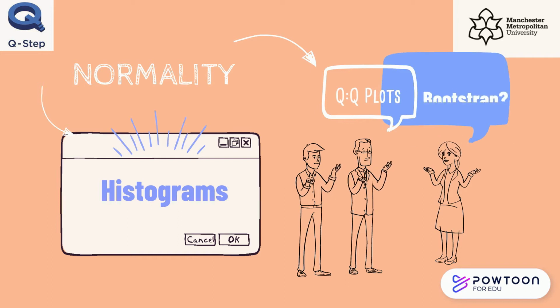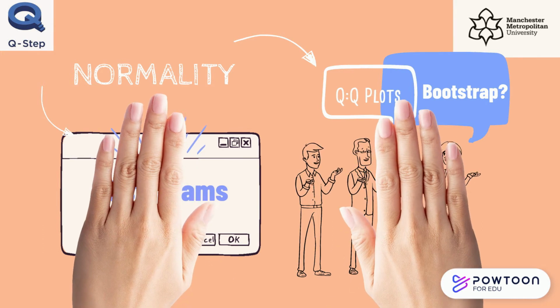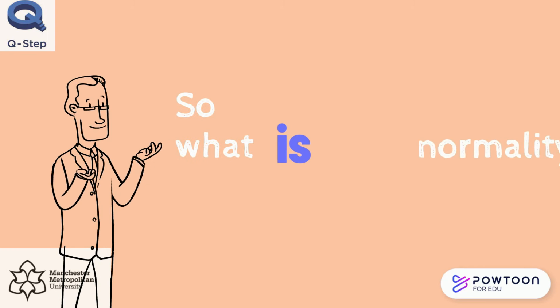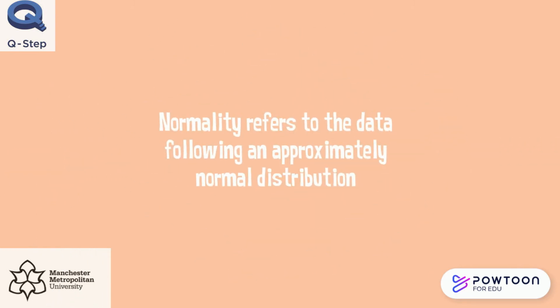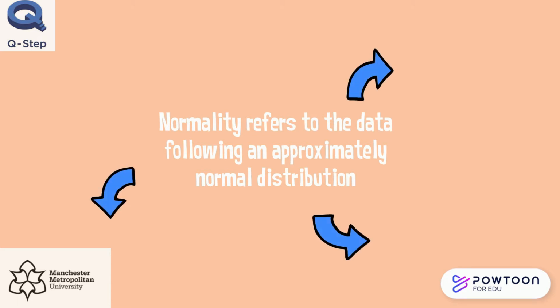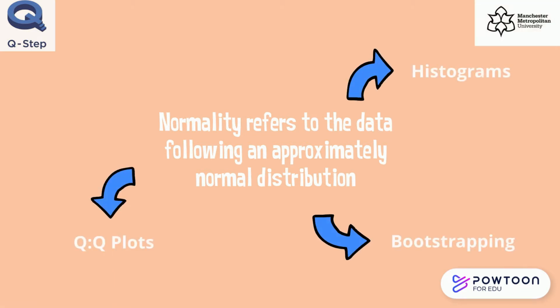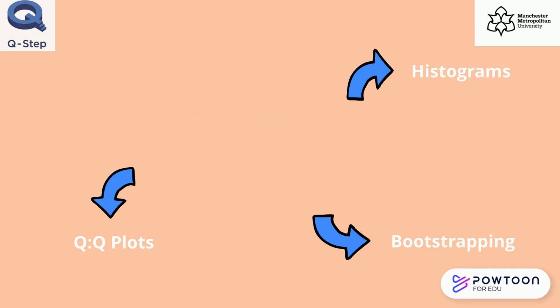Today we're going to be going over normality, everything from histograms to QQ plots, and introducing the concept of bootstrapping. So let's see what it's all about. So, what is normality? This refers to the data following an approximately normal distribution, and we can see this within histograms, QQ plots, and bootstrapping. Don't worry, these concepts will be further explained as we go along.